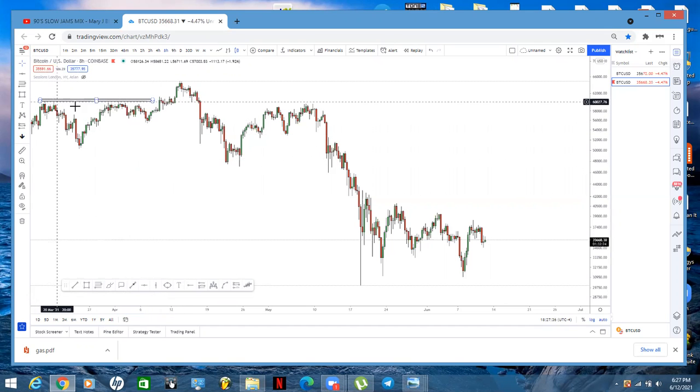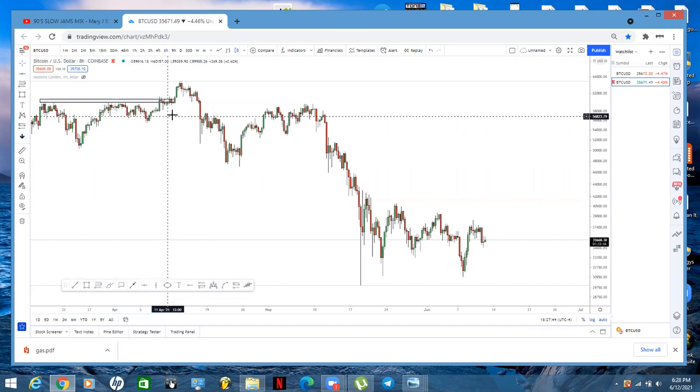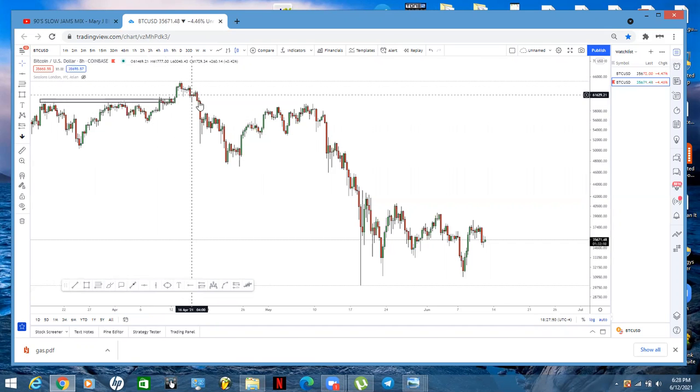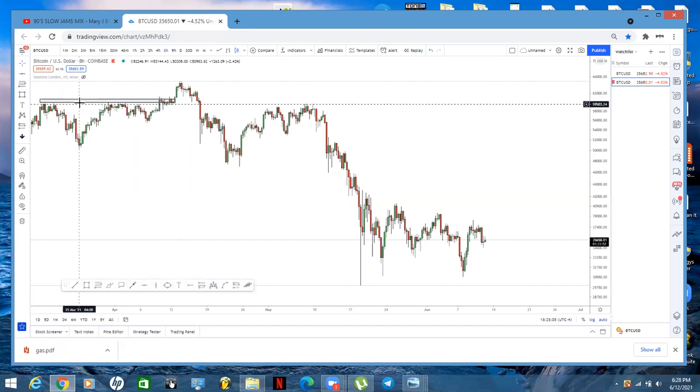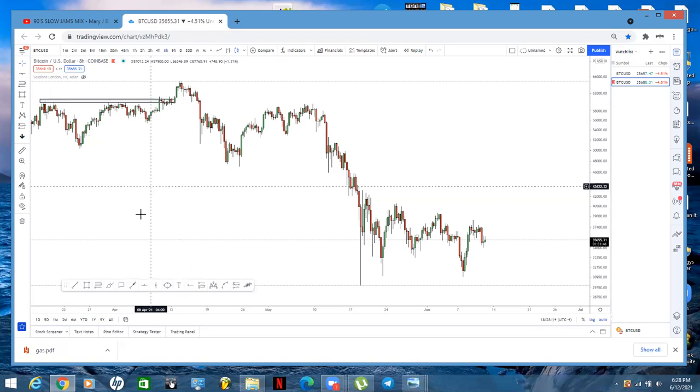So once they built that liquidity, notice how right here you had this nice area, and notice how they pushed price up and then broke structure right here. So this hard move to the downside left a lot of bank orders right here because they had to buy in order to sell. When the banks bought into this move, they took out all of this liquidity right here. So they took out all the short sellers.